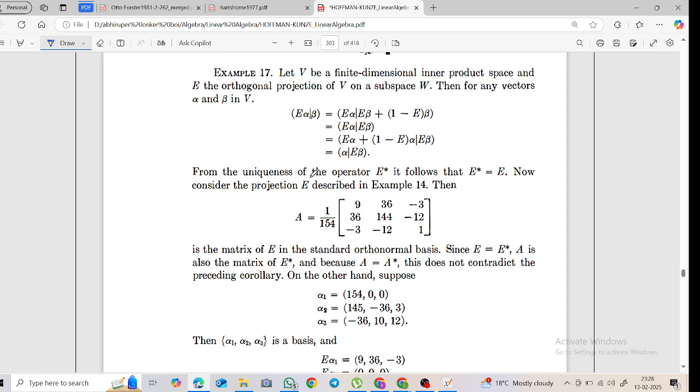So uniqueness, topology, E star for any vectors alpha, beta. Okay. So you realize they are sort of proving that E star is E.